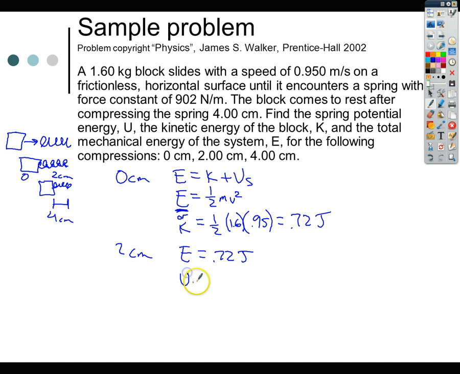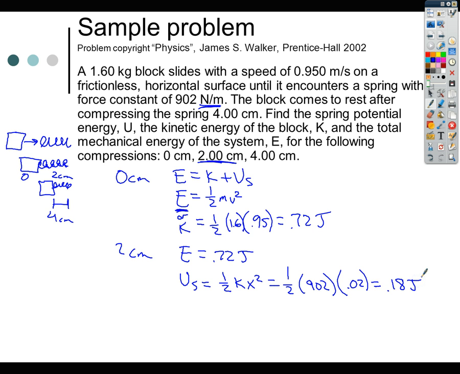We know that the potential energy of the spring is equal to 1/2 times k times x squared. For this one, this is 1/2, our k is 902, and our compression is 2 centimeters. We have to be careful because 902 is in newtons per meter, so we need to make sure we keep that distance in meters. So this would be 0.02 meters, and if you calculate that, you should end up with 0.18 joules.